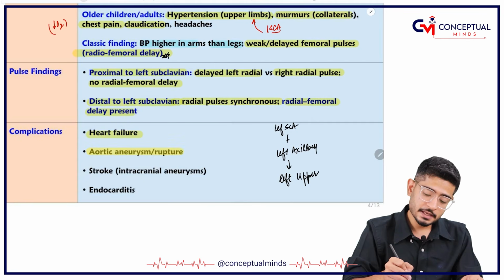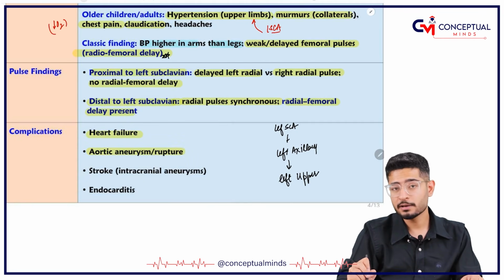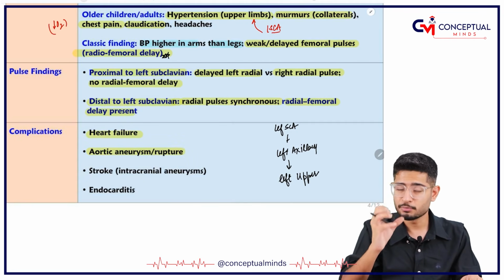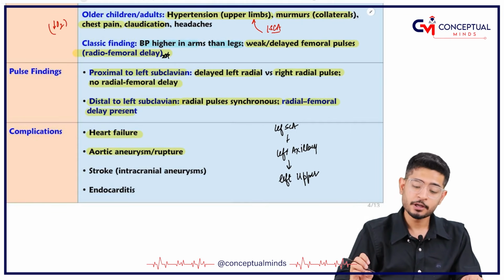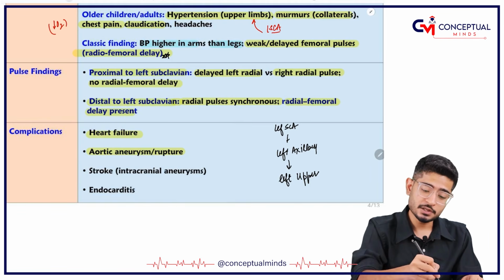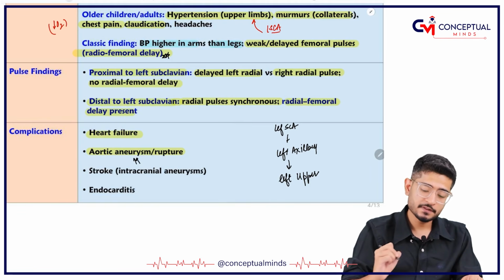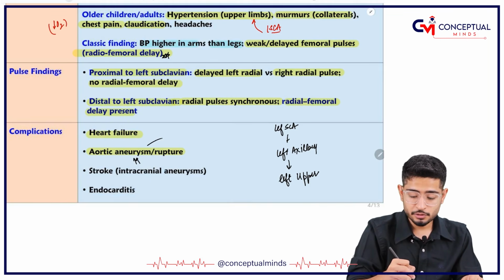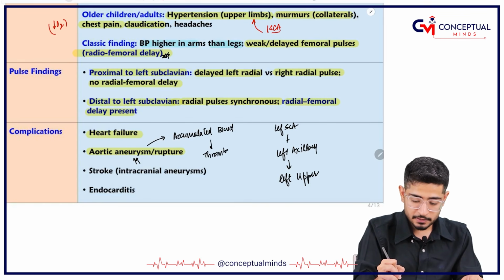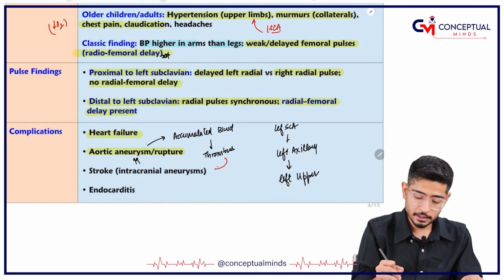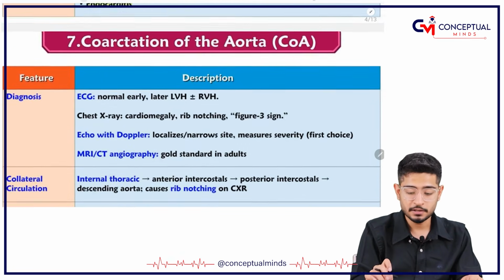It can even cause aortic rupture or aortic aneurysm. Why? Because a lot of blood is going to accumulate in the part proximal to the obstruction. Because of this aneurysm, a lot of blood accumulates in the aneurysmal part, and this accumulated blood can cause thrombus formation, and this thrombus formation can cause intracranial aneurysms. This might also cause endocarditis.